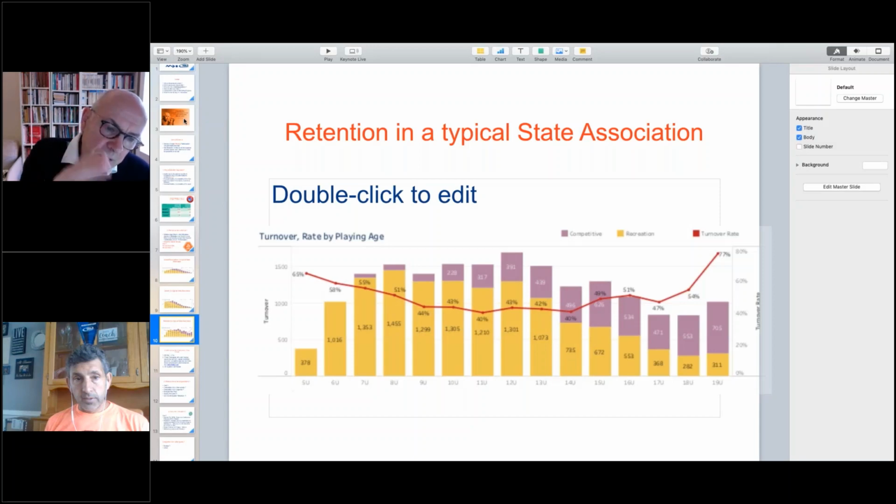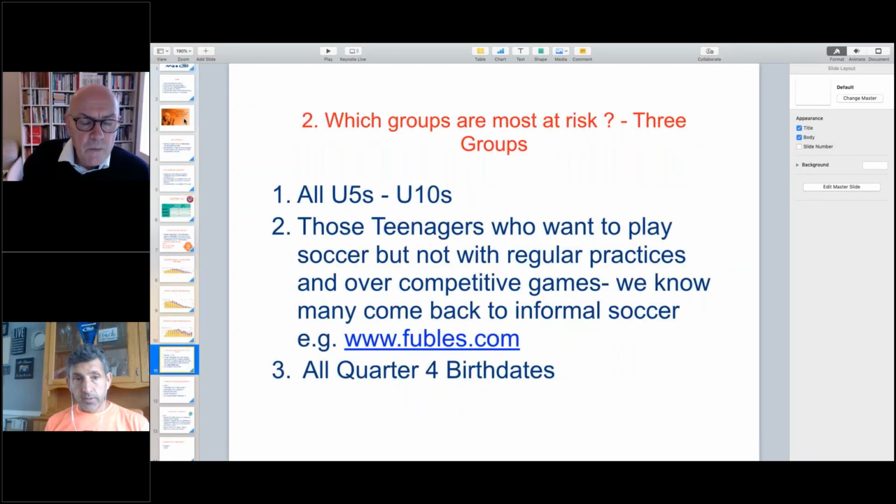So the point with this is that the turnover is greatest at the earliest years, and can we increase some growth in the later years by marketing to either non-players, 12, 13, 14-year-olds who haven't played soccer, or in fact maybe they've played earlier and dropped out. So those are the three groups I would say are at most risk. Check it out in your own clubs. Look at the data in your own clubs.